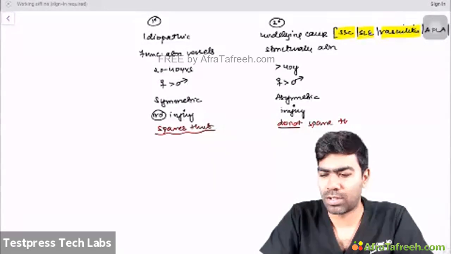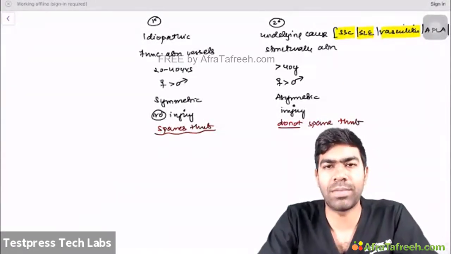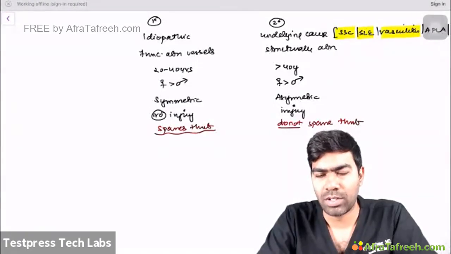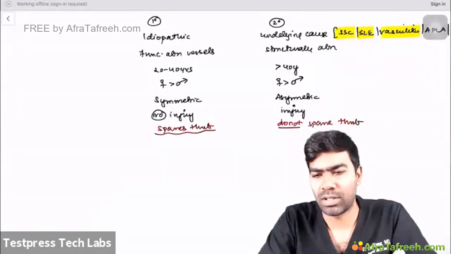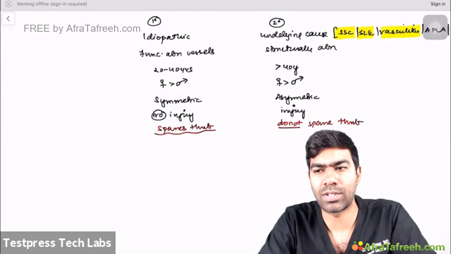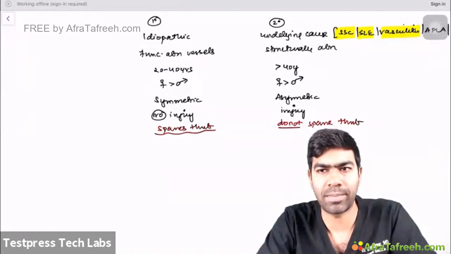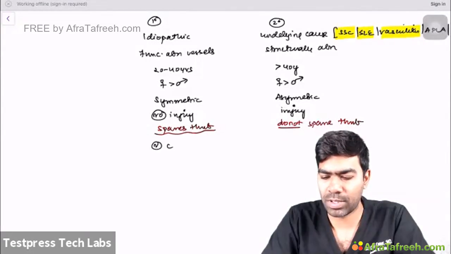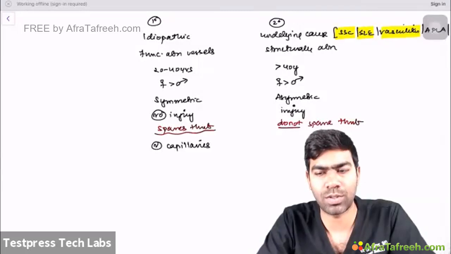Do not spare thumb, which means all the fingers can be involved. So thumb will not be spared in this setting. As far as the nail fold capillaroscopy is concerned, there will be a normal nail fold capillaroscopy. Yesterday we saw in scleroderma there was a significant dropout of nail fold capillaries. So if you do a nail fold capillaroscopy, there will be normal capillaries. There won't be any significant dropout or tortuous vessels.